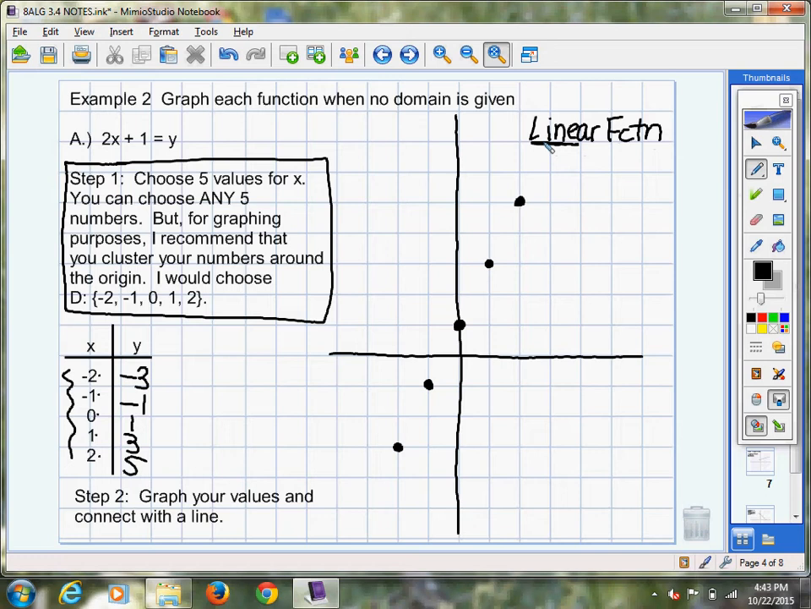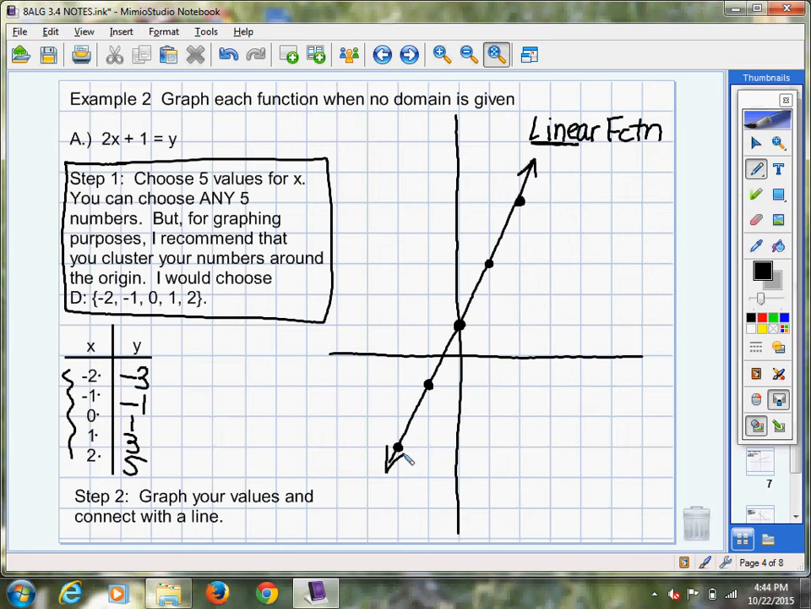Remember, our trick from the last lesson was don't look at your pencil tip, look where you're going and draw a line. You don't need a straight edge if you do it that way, okay? And there's your line. This is a linear function. They are straight lines. They can be straight up and down. They can be horizontal, lean to the left, lean to the right. As long as they're straight, they're a linear function.